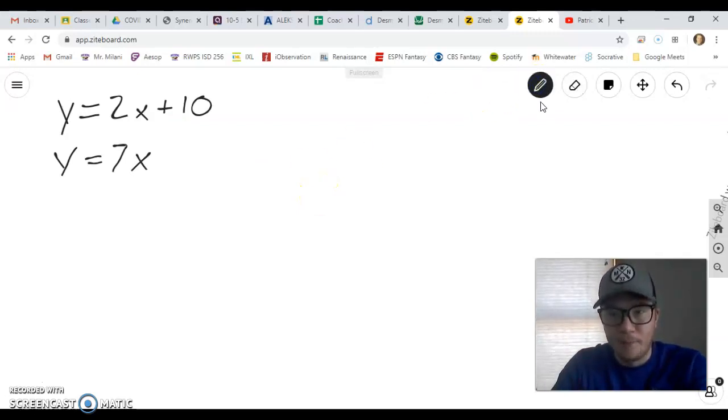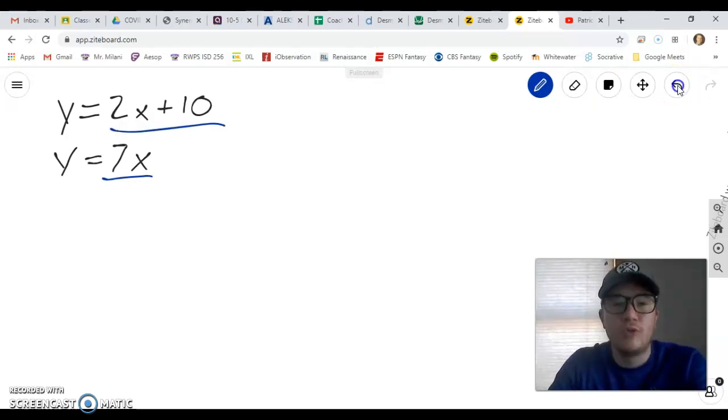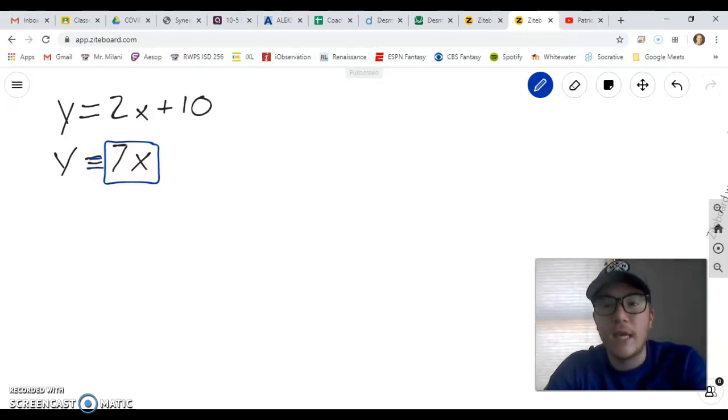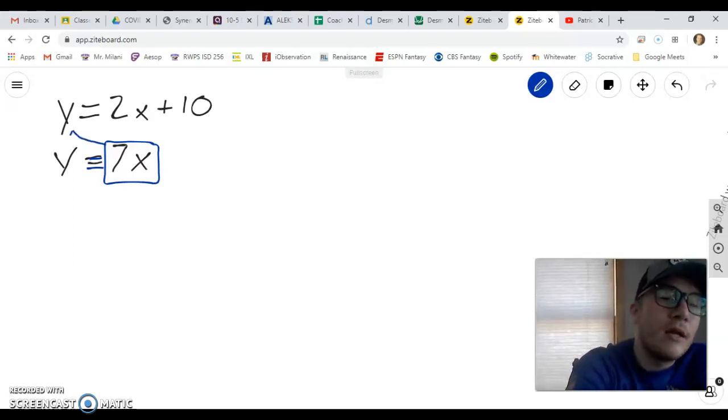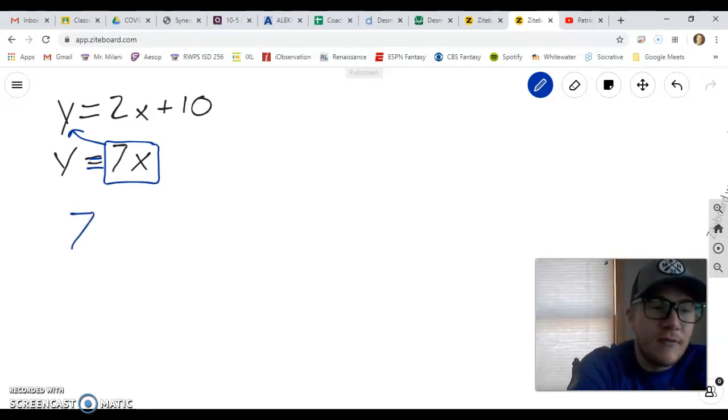So what we're looking at today, we have two separate equations where y is alone in both of them. You have y equaling 7x and you have y equaling 2x plus 10. So y equals two separate things. Once again, it's the same idea: since this 7x is equal to y, the variable y, I can plug it in place of y. I can substitute it. So instead of having y equals 2x plus 10, I'm going to now say 7x equals 2x plus 10.